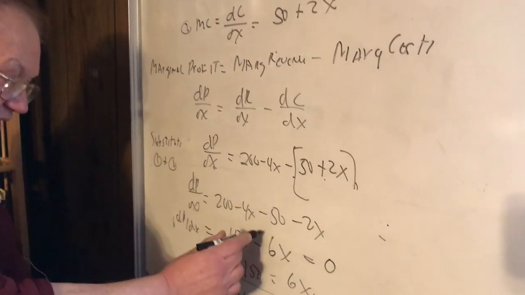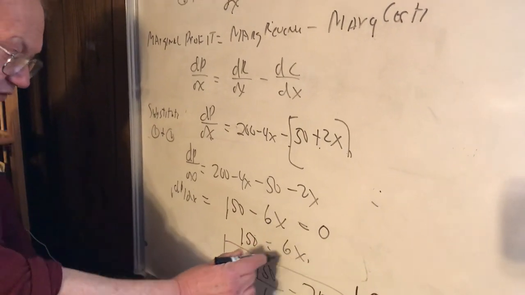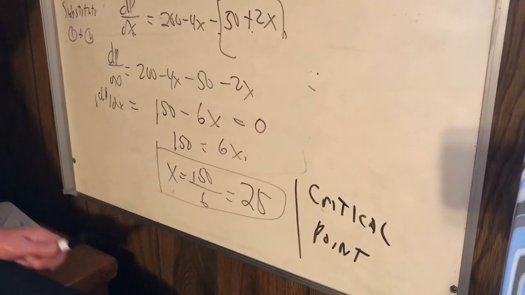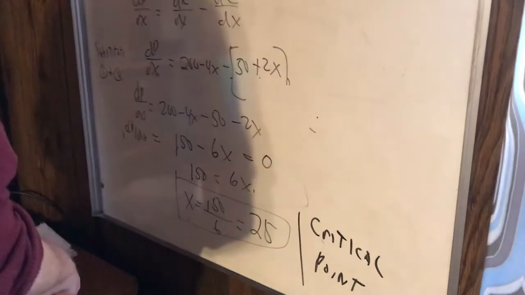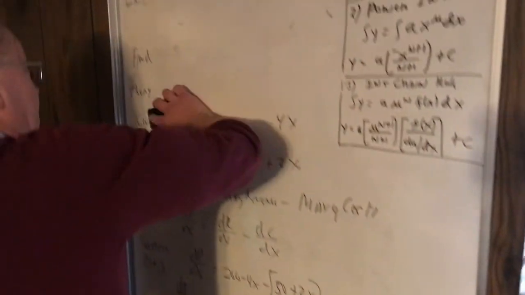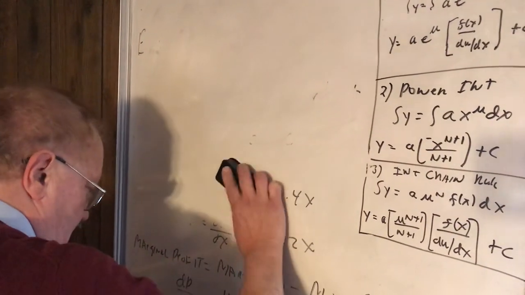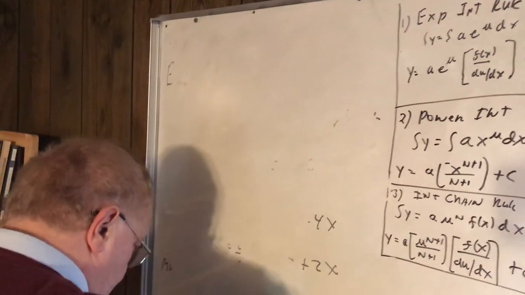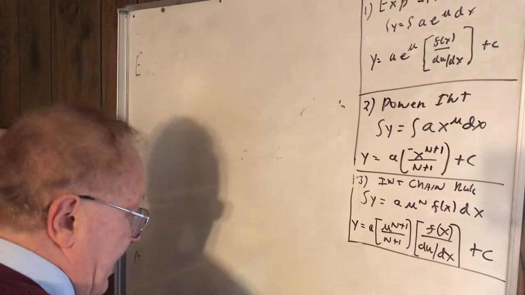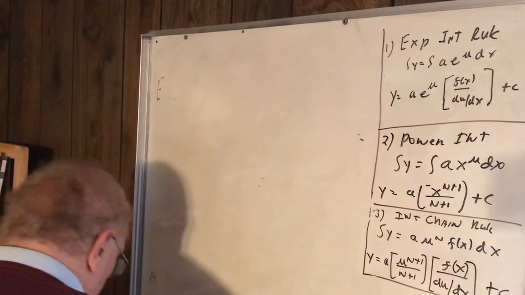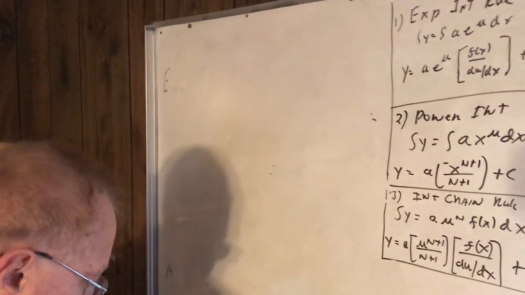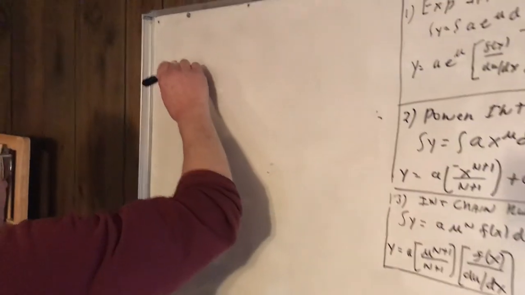And you set that equal to 0, dP/dx, and you get 25. Once again, that's a critical point. That doesn't tell you you're at a maximum. So what I'm going to do here is find out if this is a maximum. Well, we'll have two ways of doing this. I can use the first derivative sign test or the second derivative. This is such an easy function. Let's use the second derivative.